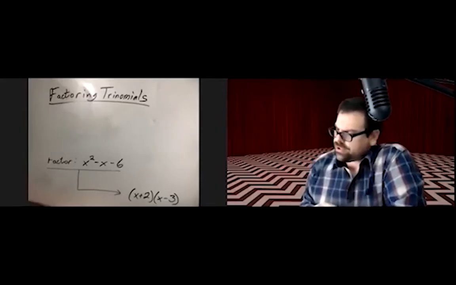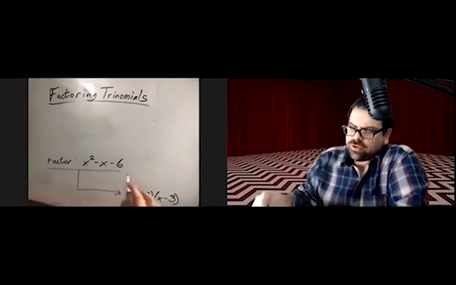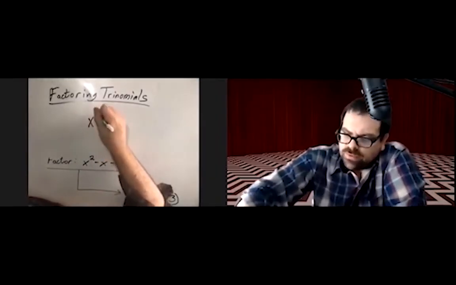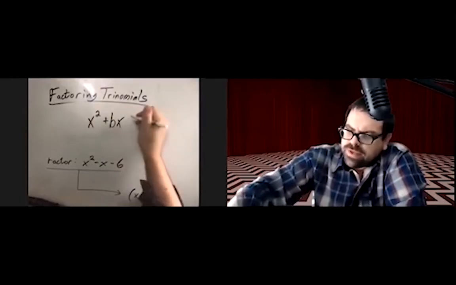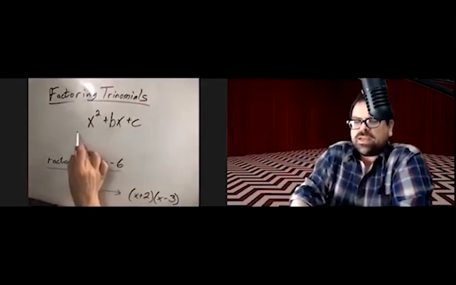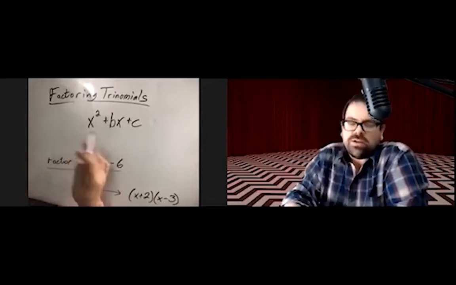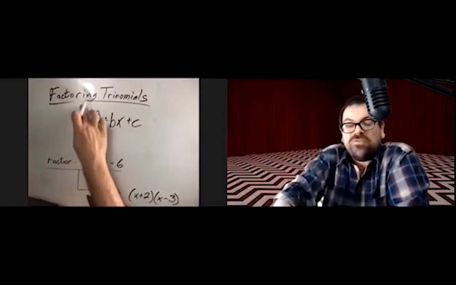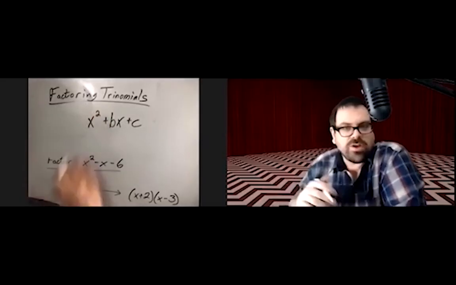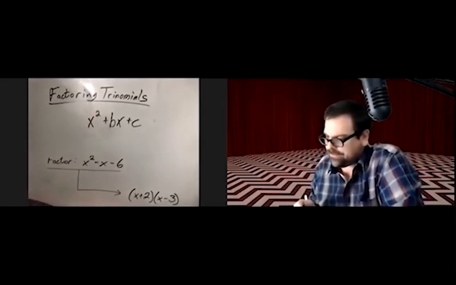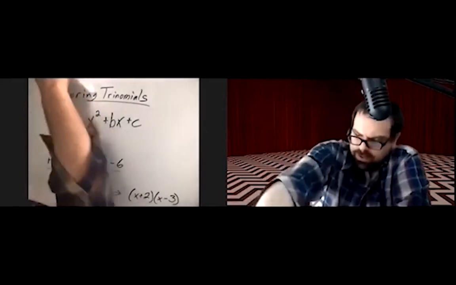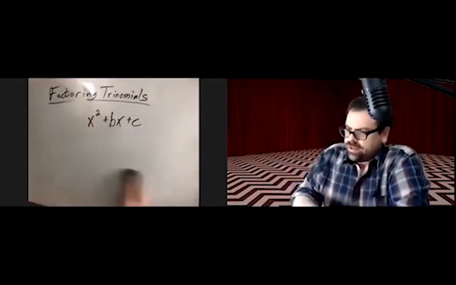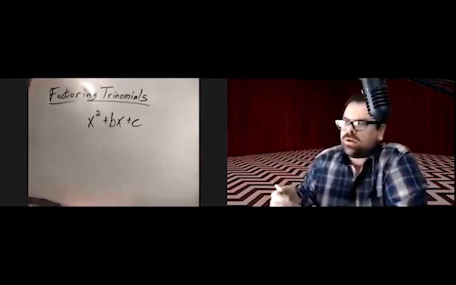So, the first thing we're going to do is look at trinomials in this form. X squared plus bx plus c. So, a coefficient of 1, no visible coefficient on the x squared. That would be something like this. And I'm going to go ahead and just erase that for now.